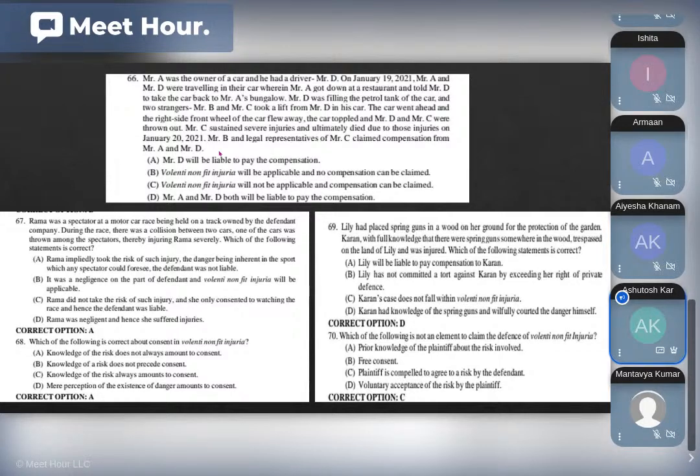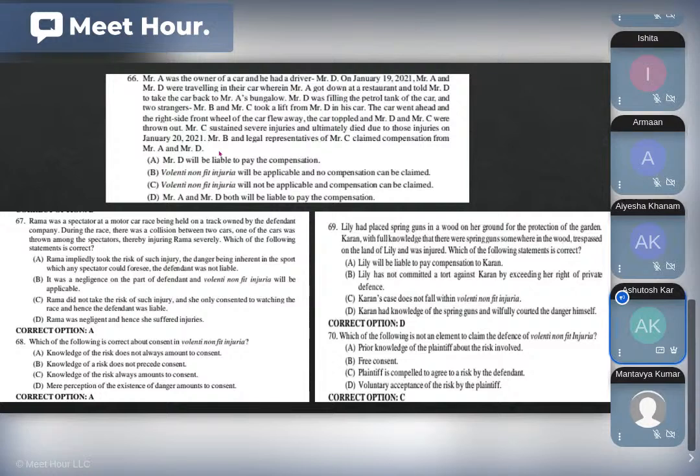The next question, which is correct about consent in voluntary non-fit injury? It's very easy. It's a straight question. It's a straight statement from the passage. Knowledge of the risk does not always amount to consent. Just because तुम्हें risk पता है, उसका मतलब ये नहीं कि तुम consent कर रहे हो. Consent करना मतलब तुम risk पता है and voluntarily agree कर रहे हो risk को, मतलब वो harm suffer करने को. Let's look at other options.